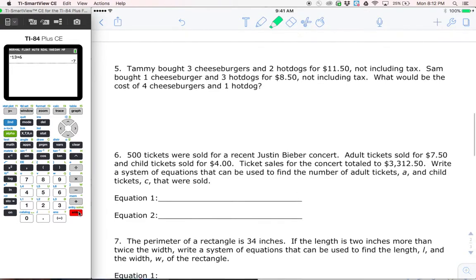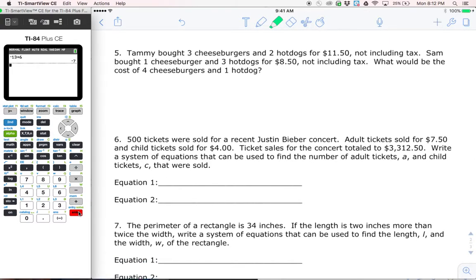Tammy bought 3 cheeseburgers and 2 hot dogs for $11.50, not including tax. Sam bought 1 cheeseburger and 3 hot dogs for $8.50, not including tax. What would be the cost of 4 cheeseburgers and 1 hot dog?